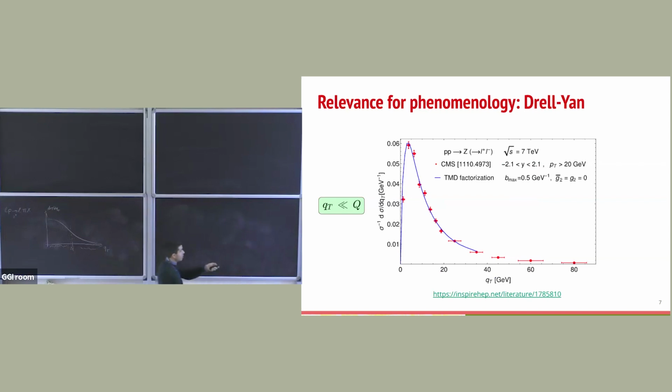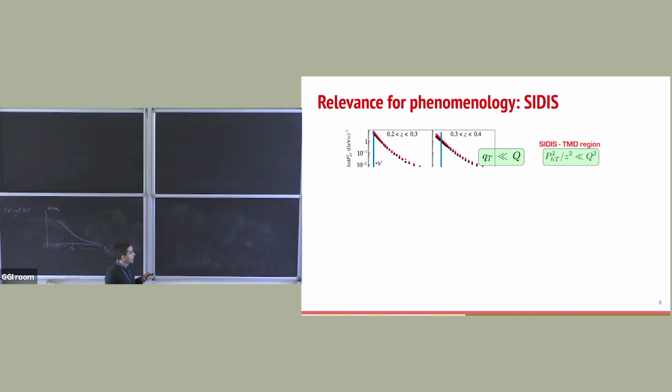When the Qt is small, in Drell-Yan, for example, you can describe the cross section using TMD factorization. Small here means that you can use TMD factorization, this blue curve, up to Q divided by 3. So if I calculate the cross section up to 30 GeV, because here you're producing a Z boson, so the hard scale is the mass of the Z boson, up to 30 GeV everything is fine. In Drell-Yan this is pretty well defined. There's no ambiguity in this.